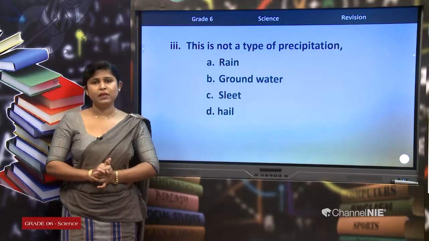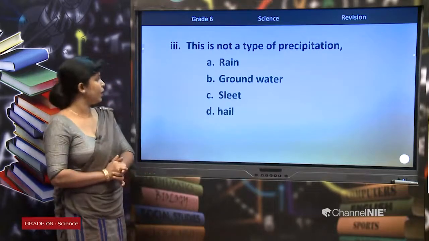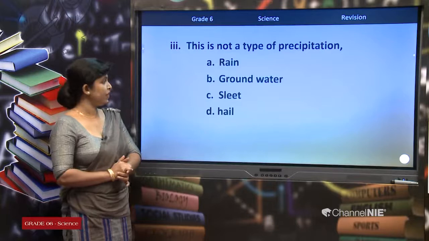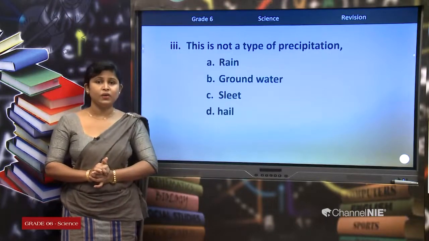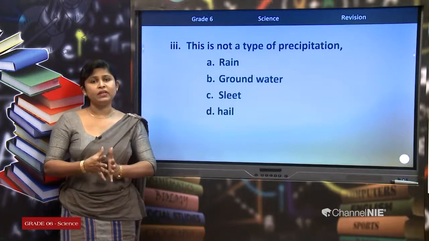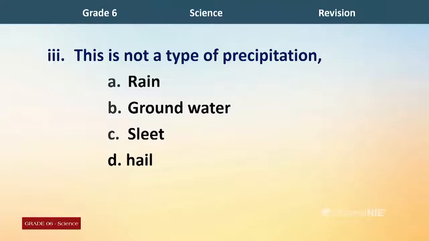There are different methods of precipitation like rain, sleet and hail. But when we think about groundwater, that is not a method of precipitation. That is a method of water available on the earth. Then the possible answer is groundwater. That is the answer.